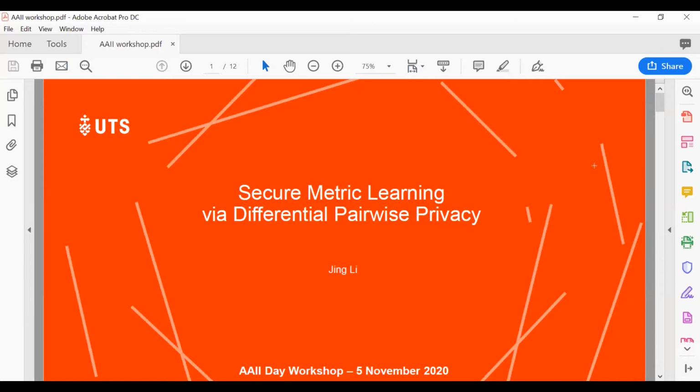And I'm Jing Li. Today, I'm going to share our work published on IEEE Transactions on Information Forensics and Security. The title is Secure Metric Learning via Differential Pairwise Privacy.